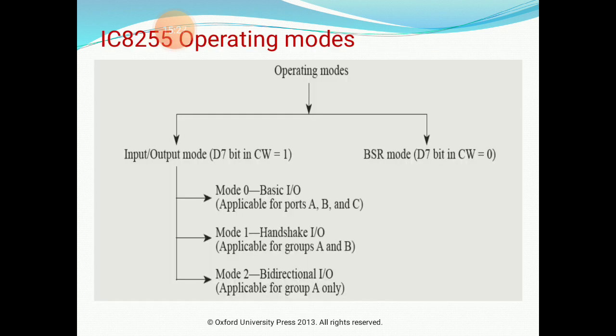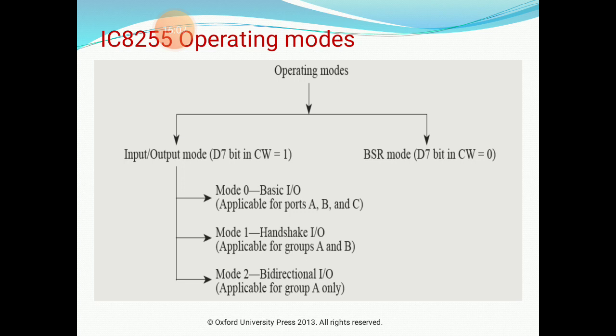Now let us see the operating modes of 8255. The 8255 operates in two modes called IO mode and BSR mode. By sending a control word to the control word register according to the control word format, the 8255 operates in IO mode or BSR mode. In the control word, if the D7 bit is 1, the operating mode is called input output mode. If the D7 bit is 0, the operating mode is called BSR mode.